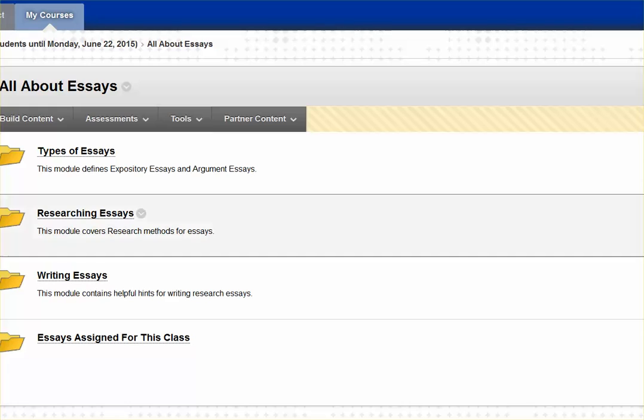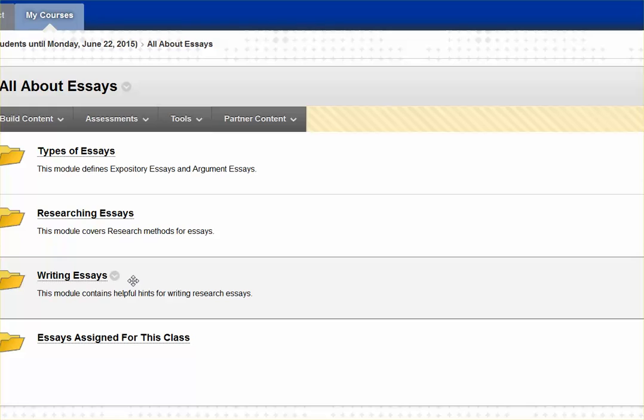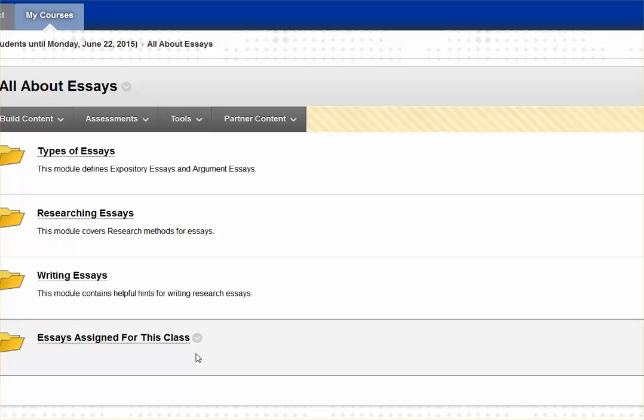I also want to refer you to that same left menu bar. This is the tab all about essays. And in this section, you will find folders that contain types of essays, how to research essays, how to write essays, and then explanations about the essays assigned for this class.